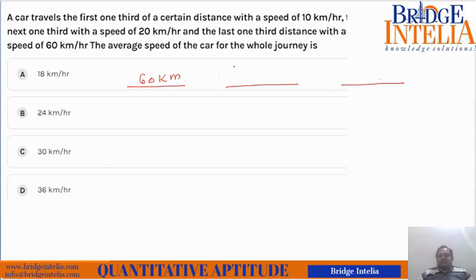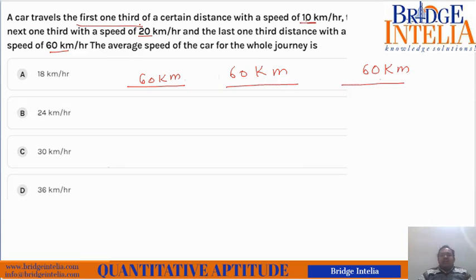So I have chosen each patch of 1/3, 1/3 to be equal to 60 kilometers. Why? Because I saw these figures 10, 20 and 60. So the strategy was to choose such a distance which is divisible by 10 as well as 20 as well as 60. So this is the total distance. So what is this guy doing?